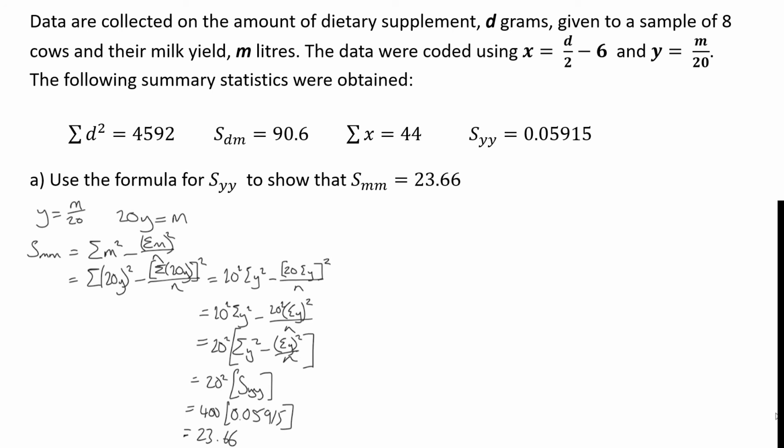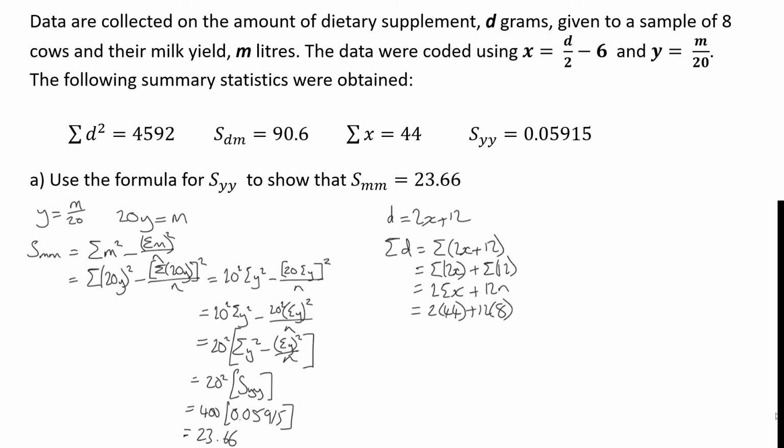Okay, so let's try again with a different piece of linear coding. This time d equals 2x plus 12. I can rearrange that. Well, the sum of d is going to be the sum of 2x plus 12. That's the sum of 2x plus the sum of 12. And once again, I can simplify by taking out the constant. So that's 2 sum of x plus 12n. 2 sum of x is 2 times 44. 12 times n, the n value in this case was 8. That's 12 times 8, giving us 184. So the sum of d is 184.